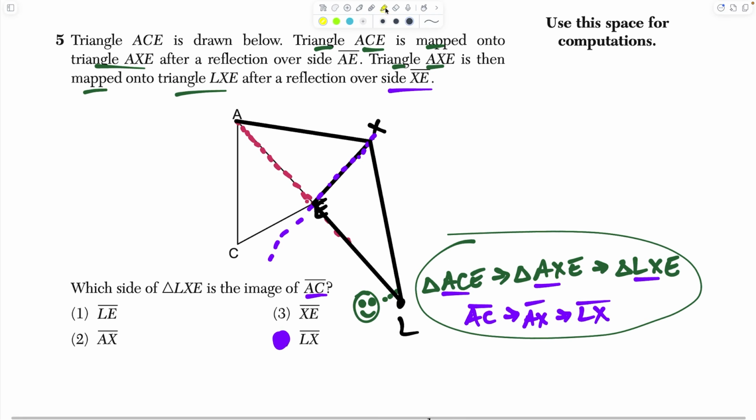So now let's follow the progression of side AC. When AC reflects over this line, it's going to land over here at AX. And then when it reflects over the purple, it's going to flip over to this line here, which is at LX. So either way, choice 4 is our answer.